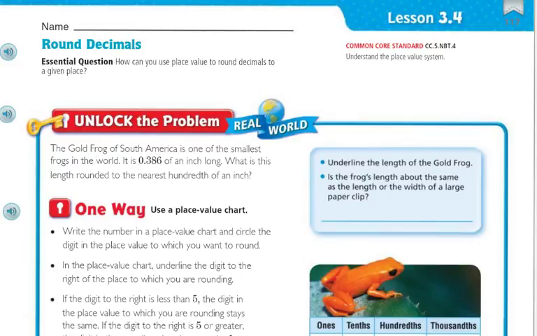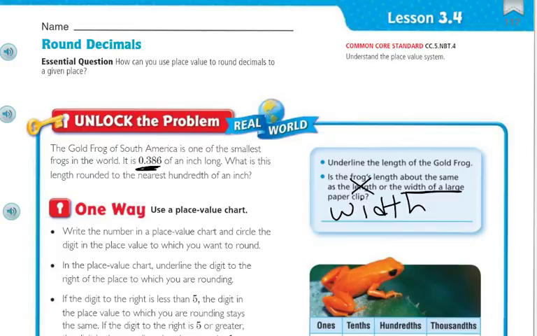Underline the length of the golden frog. Well, there's the length of the golden frog. I'm going to underline it. Then it asks, is the frog length about the same length as a length or width of a large paper clip? Well, a large paper clip is about an inch. So it's not going to be the length, but the width is about 386 thousandths. So I'm going to write width here because it is closely related to the width, not the length.